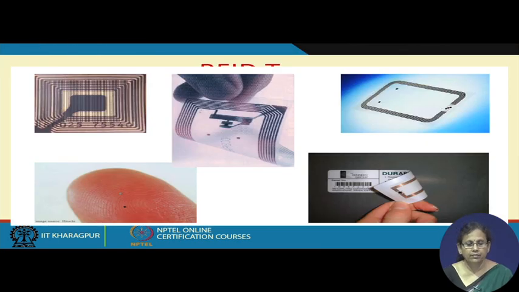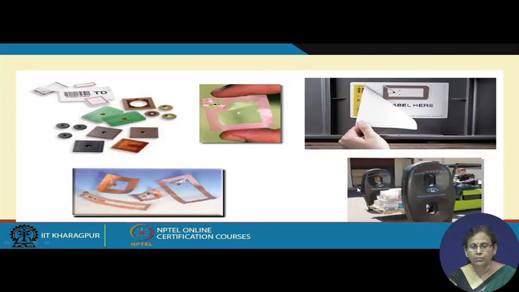Tags come in different forms. Here, look, even for getting access to a certain area, tags are inserted into the finger of somebody. Tags can be behind your barcode: the barcode will be above and the tag will be behind it. So tags can come in different forms.